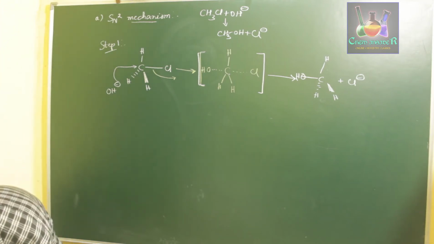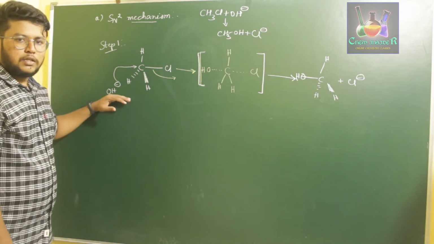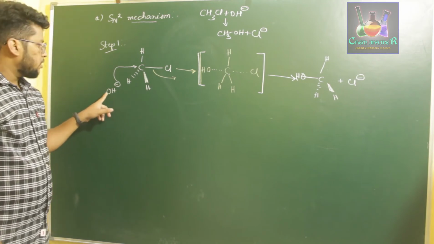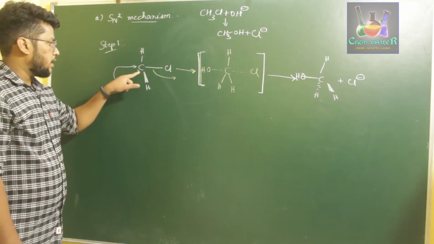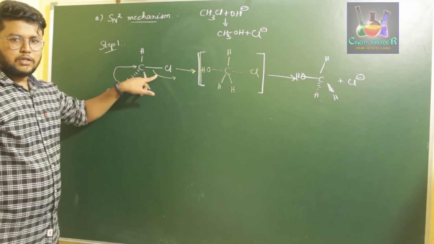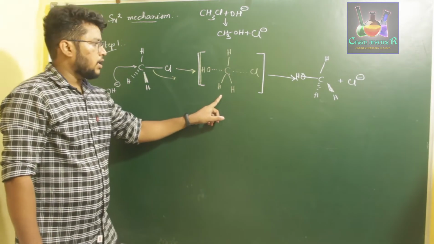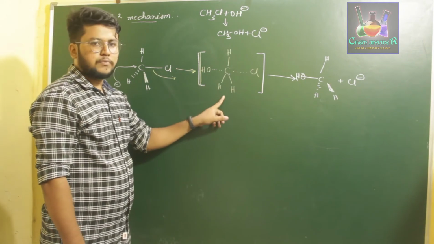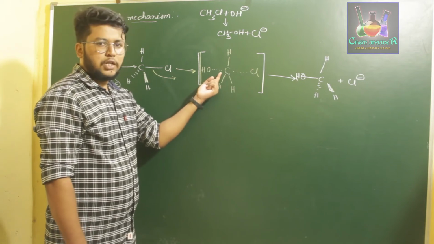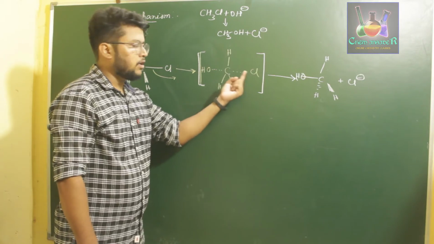In this mechanism, if you consider methyl chloride subjected to nucleophilic substitution, the incoming nucleophile attacks the carbon atom from the opposite side of the leaving group, which results in an intermediate where carbon is bonded with 5 atoms: 3 hydrogen atoms single bonded, a partially formed bond between carbon and OH, and a partially broken bond between carbon and chlorine.